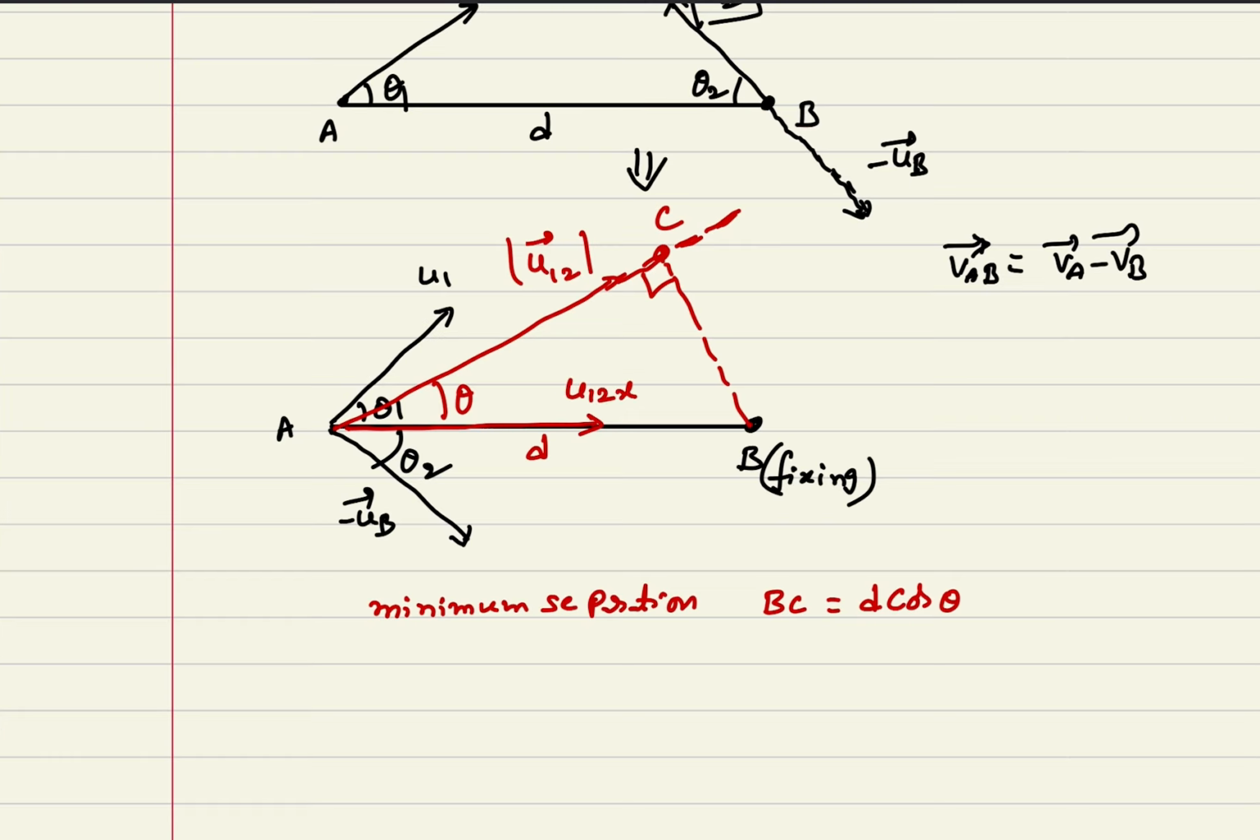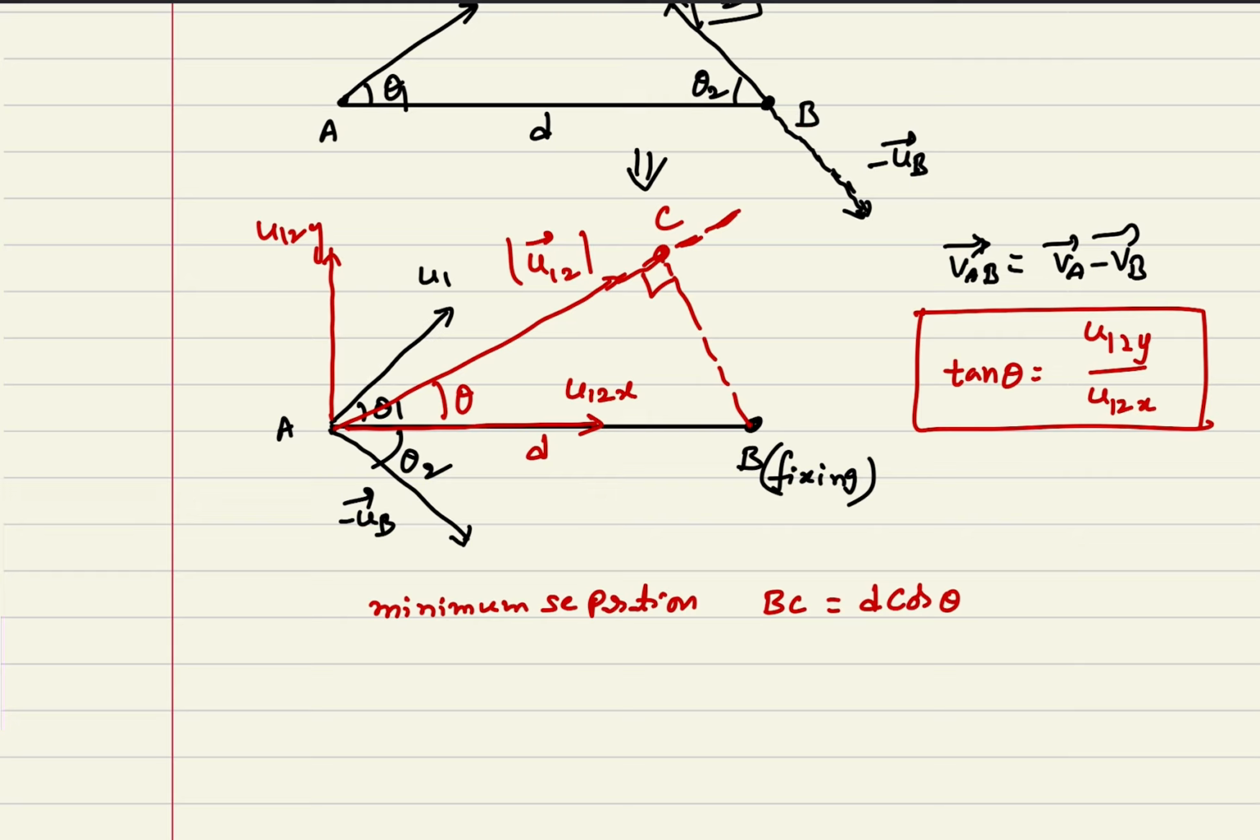Now that u12 will have two components: one is u12x, and the other is u12 along the y-axis. Write that tan theta is equal to u12y divided by u12x. You will calculate the theta value from there. And you can write d cos theta as the minimum separation. Next, time for minimum separation.